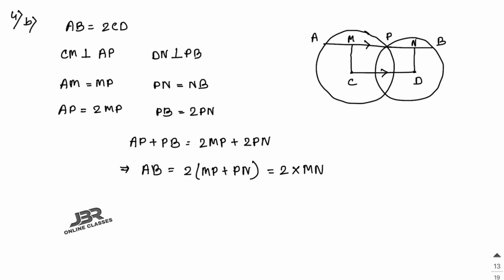Now 2 into MN. Suppose this one is a perpendicular, this one also perpendicular. So here CDNM is a rectangle. And you know in a rectangle the opposite sides are equal. So here MN is exactly equal to CD, the opposite side. So that means AB is equal to 2 into CD, and it's proved.